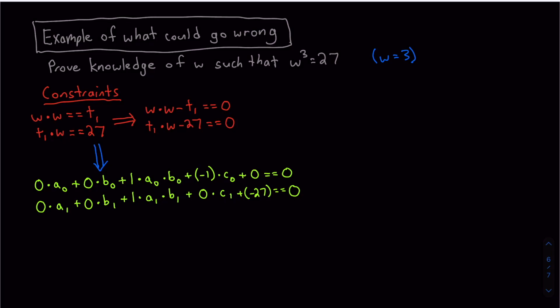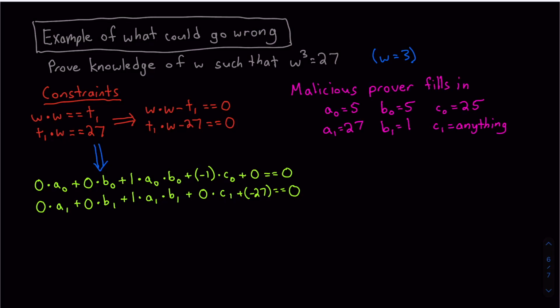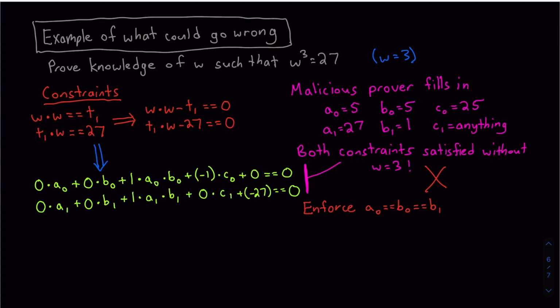Now imagine a malicious prover tried to cheat and filled in a0 equals 5, b0 equals 5, c0 equals 25, and a1 equals 27, b1 equals 1, and c1 equals anything. Both constraints would still be satisfied individually, but that doesn't prove that the prover knows w equals 3, which is what we actually want. What we really need is to enforce that certain witness values are equal. In this example, a0 must equal b0 and also equal b1, since they all represent the variable w. And a1 must equal c0 since they represent the variable t1.